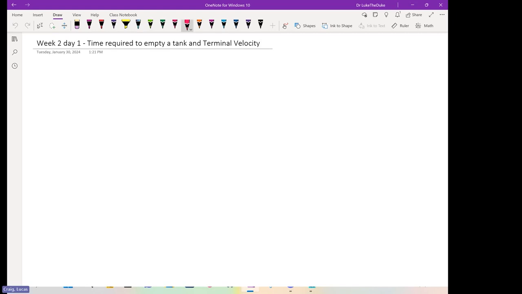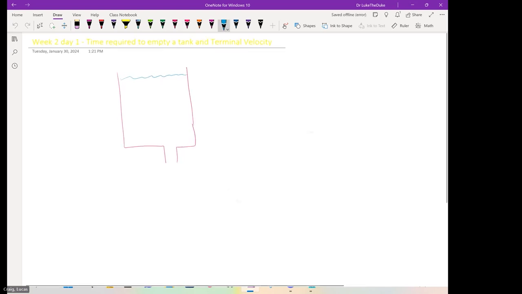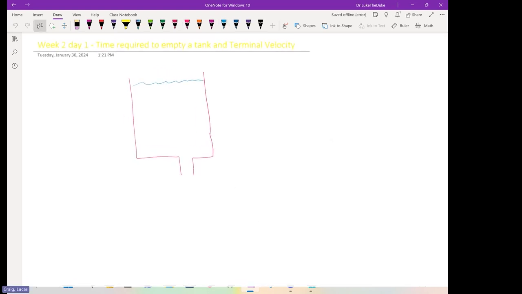Okay, so let's look at a tank first. Oh my God, I can't draw that straight. See how much you remember from fluids. Oh, you changed it to yellow? Oh my God.